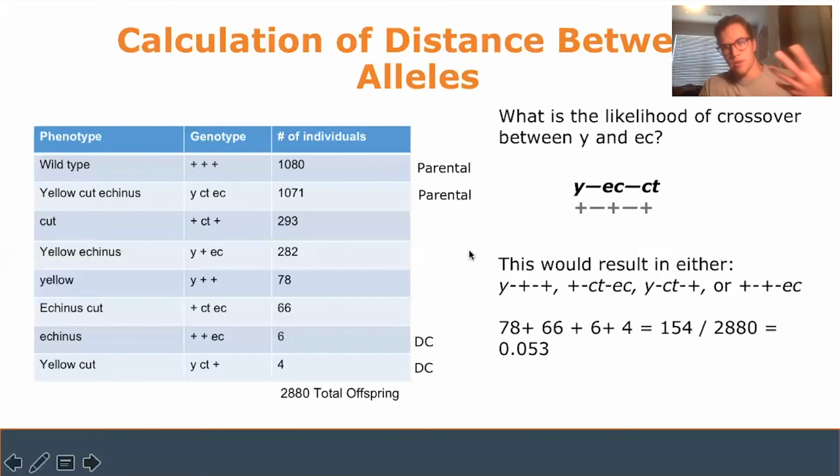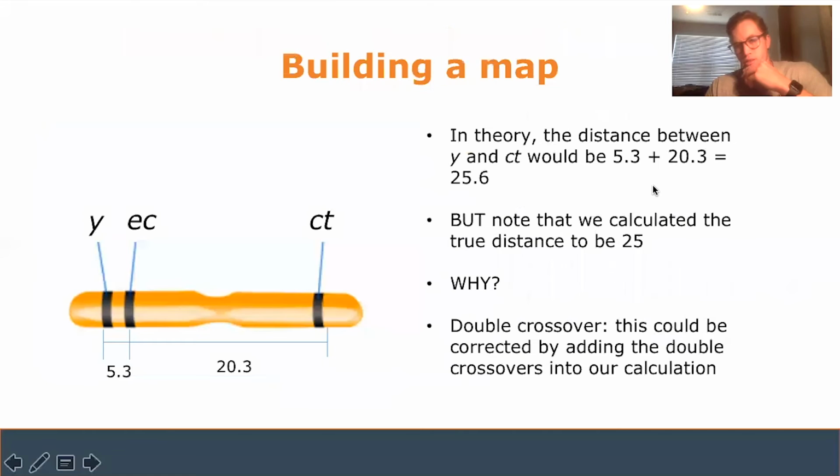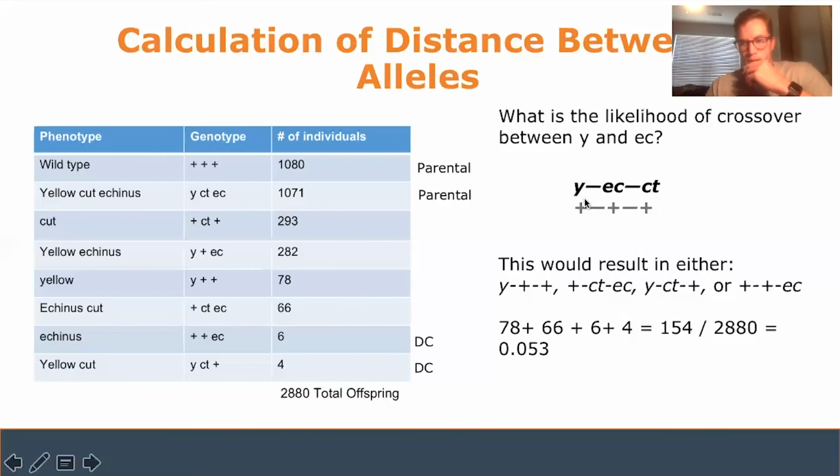Okay, I don't want to take too long, but now we're going to look at that third pair. We've already looked at Y and CT, and EC and CT, and now we're going to look at Y and EC. The ways crossover can happen between Y and EC are either right here, or a double crossover happens there and there. So here, it would be Y, and then drop down, wild type, wild type. So we have Y, wild type, wild type. It'd be wild type EC CT, which would be right here. Or it could be the double crossover, which would be wild type EC wild type.